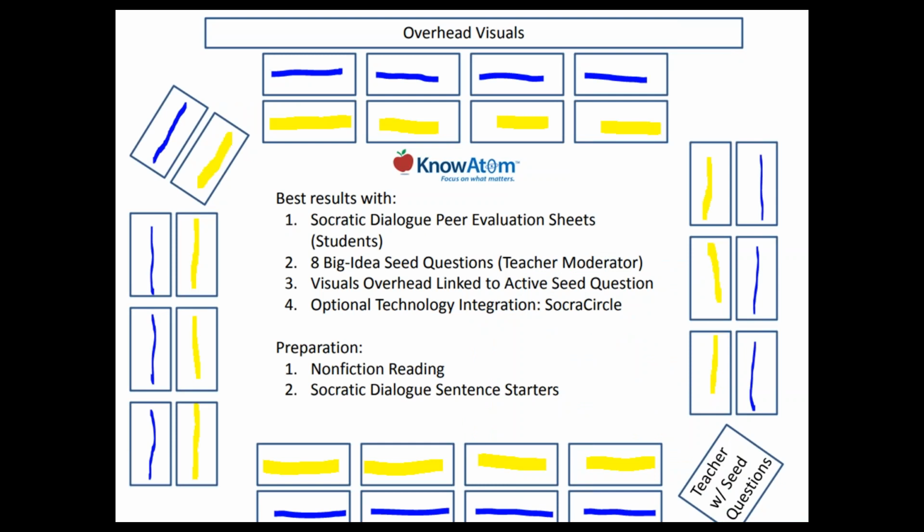What happens here, where you see in yellow, is the inner circle. The inner circle has a verbal discussion going on. It's using Socratic sentence starters, the Socratic questioning techniques. These are all students. You can see the teacher down here is acting as moderator. They may have some seed questions.